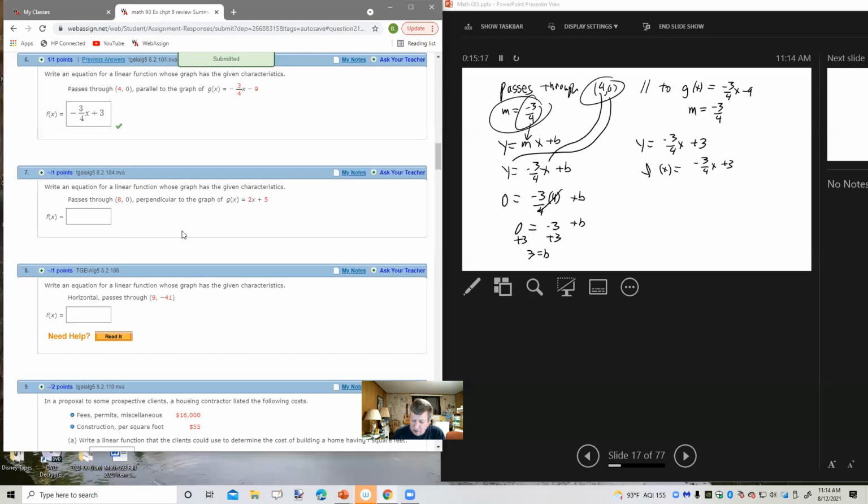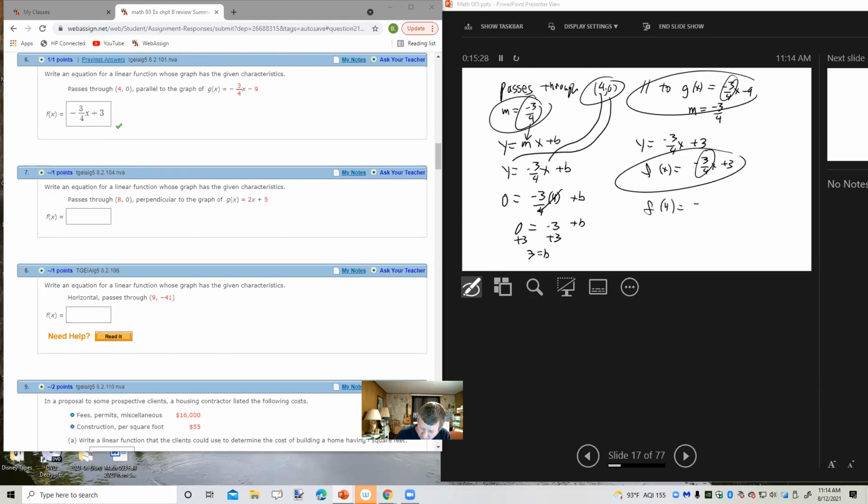Okay, and I should point out, again, to check this, these lines are parallel. They have the same slope. If x is 4 and y is 0, so f of 4, -3 plus 3, 0. It checks. Okay. All right.